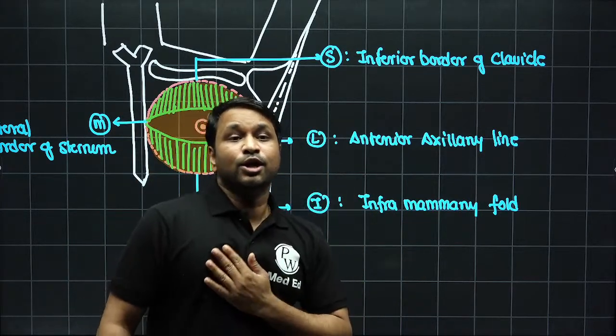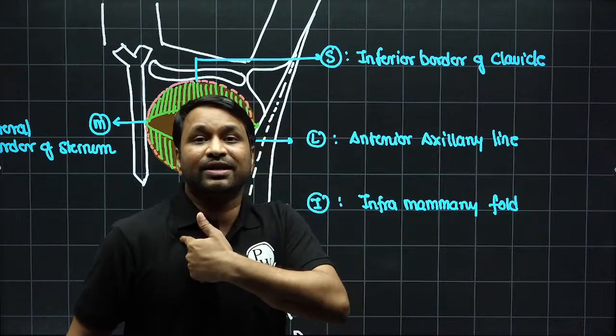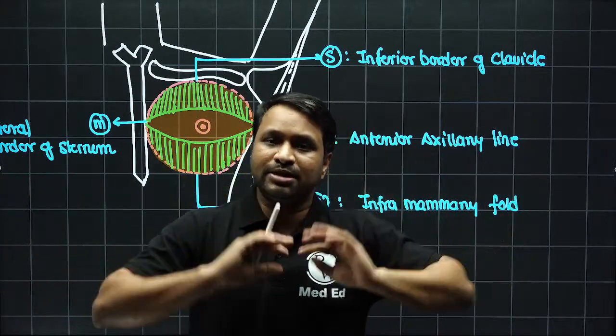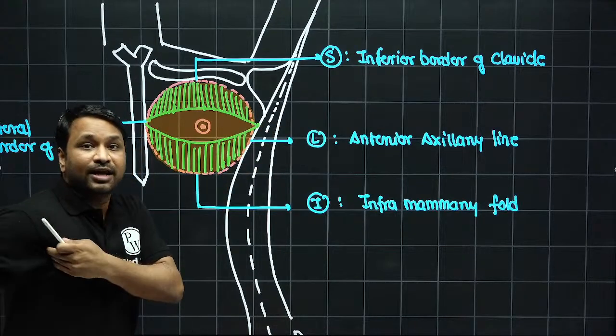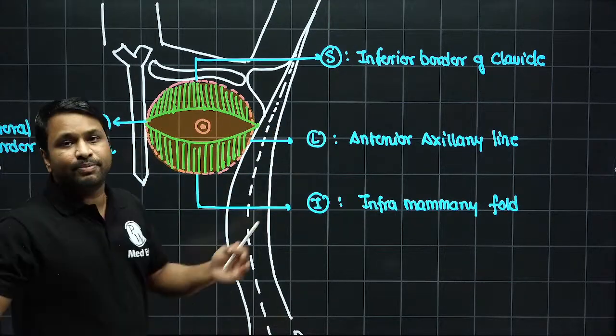इंफीरियर बॉर्डर ऑफ द क्लैविकल. तो डिग करते करते जैसे आपको इंफीरियर बॉर्डर ऑफ द क्लैविकल फील होगा, आप बंद कर दोगे. ठीक है, मैं पहुंच गया अपने एक्सटेंट पे. सेम इंफीरियर इंफ्रामैमरी फोल्ड तक. When you go laterally, you go all the way to the anterior axillary fold, and then you go to the medial side, the lateral border of sternum.